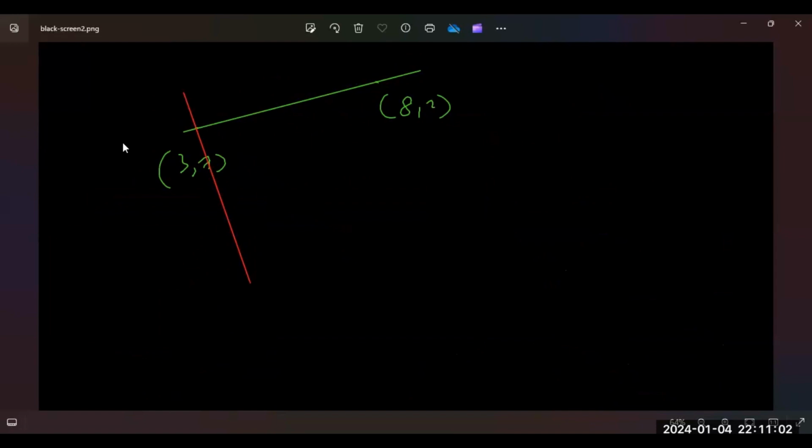Sir, should I tell you the equations? Yeah, please do. Sir, I'm getting y equals minus x plus 10 for one, and y equals x minus 6 for the second one. Please recheck. They may not be correct.